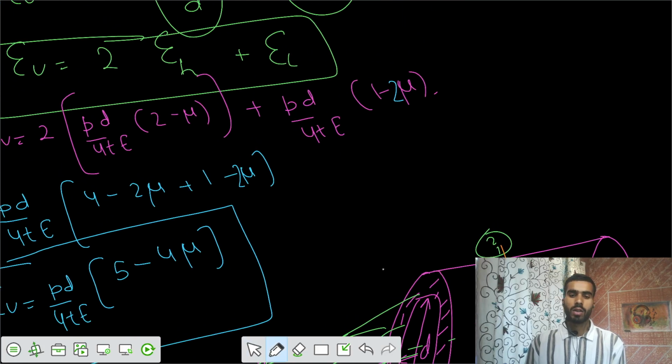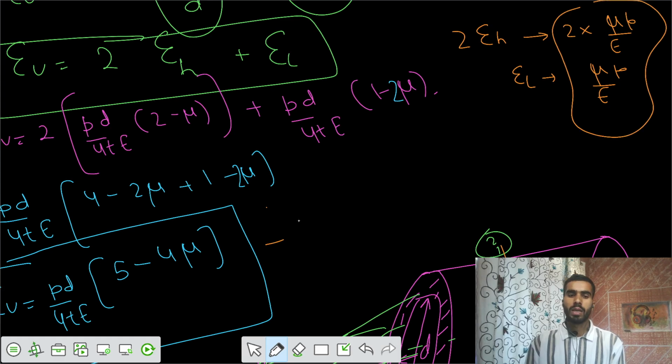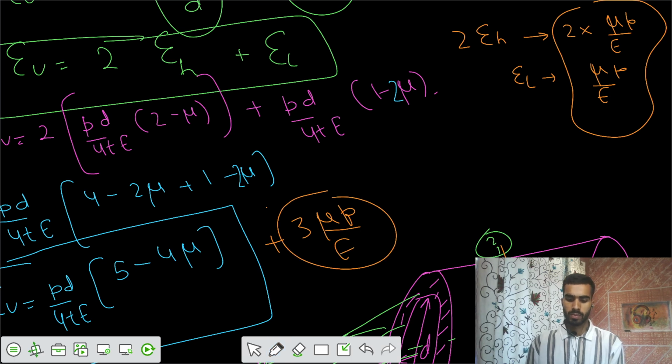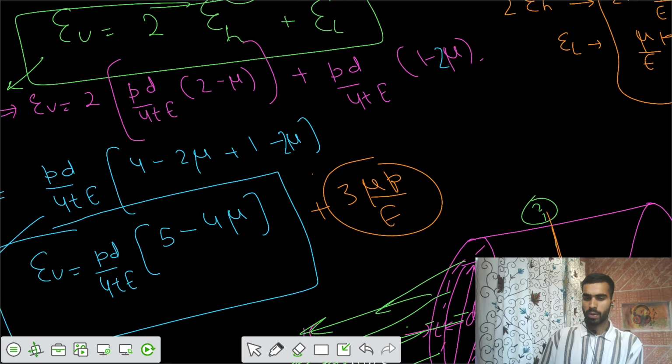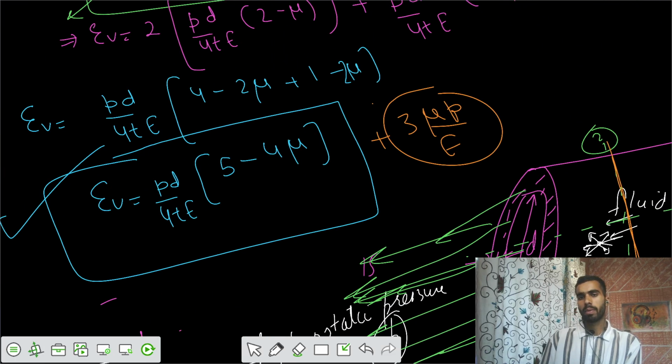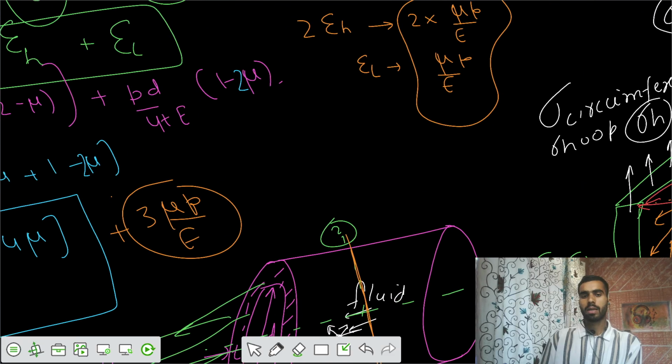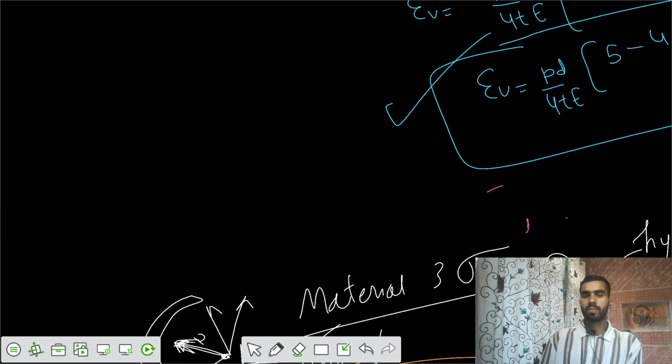And if you want to account for the effect of radial pressure also, in the hoop strain we have 2 times mu P by E, and in the longitudinal strain we have mu P by E. So finally you can have 3 times mu P by E also in that, the effect of the radial stress also.